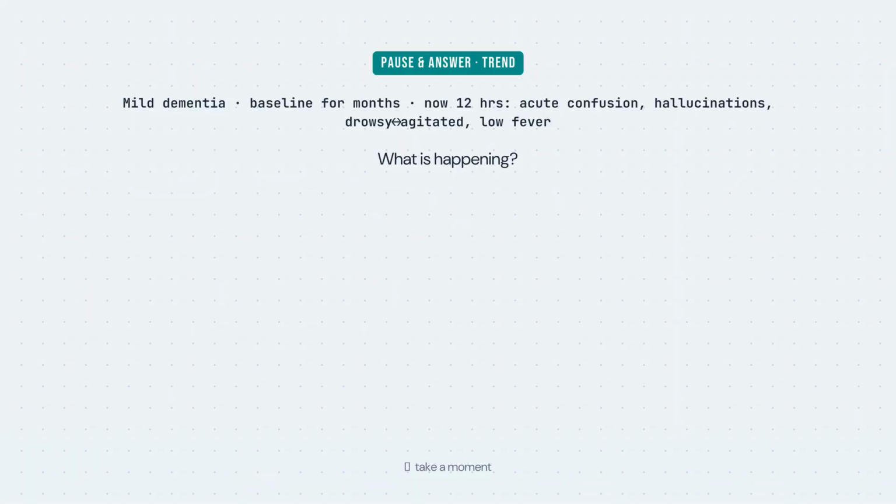A patient with known mild dementia has been at their baseline for months. Over the past 12 hours, the nurse notes they have become acutely confused, are seeing things that are not there, are drowsy then agitated, and have a low-grade fever. What is happening?